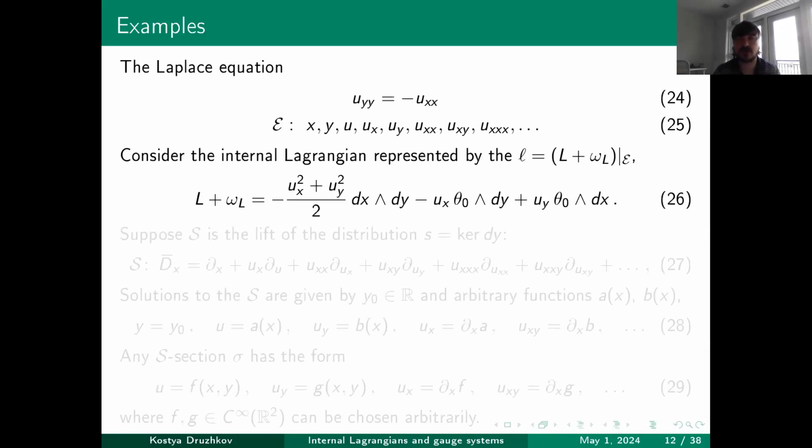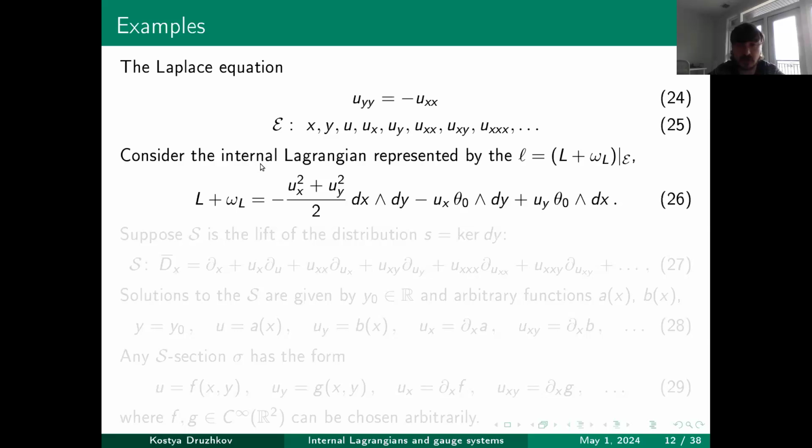Consider the Laplace equation, that is equation 24. We can choose x, y, u, u_x, u_y, etc. as local coordinates on the corresponding equation manifold. We choose coordinates on the jet space such that there are no two derivatives with respect to y here. Just one derivative with respect to y is allowed, because the second derivative with respect to y is eliminated using this equation, and all derivatives that contain two indexes y are just eliminated due to the corresponding infinite prolongation.